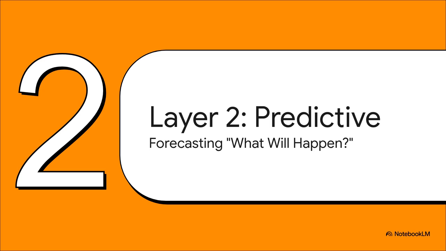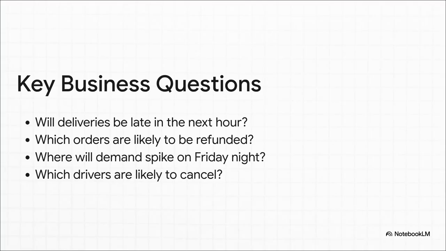Okay, so once we have that rock-solid descriptive foundation, we can finally start to look ahead. And that brings us to layer 2, Predictive Analytics. This is where the really cool stuff with data science and machine learning starts to happen. Now the questions totally change. We go from asking what was to what will be. Hungry Now isn't just looking at past delays anymore. Now they're asking, will this specific order, the one placed 30 seconds ago, be late? Or where are we going to see a huge spike in demand this Friday night? It's all about trying to predict the future.